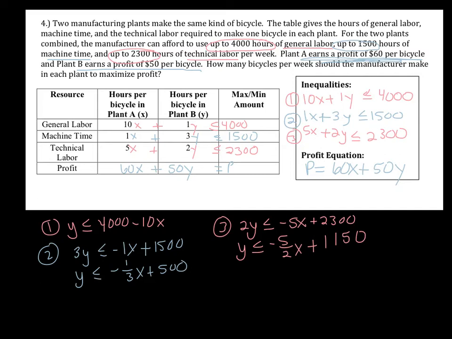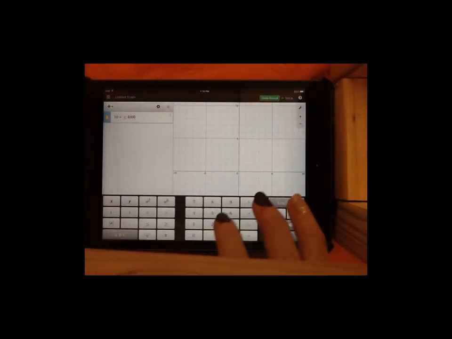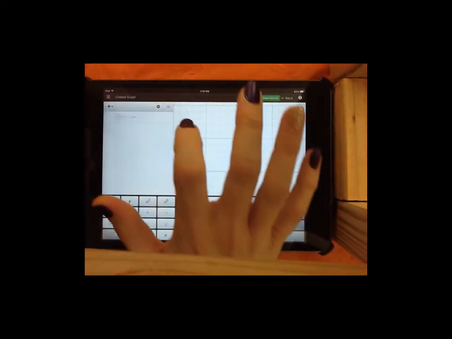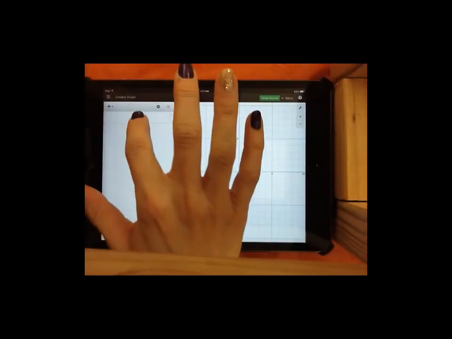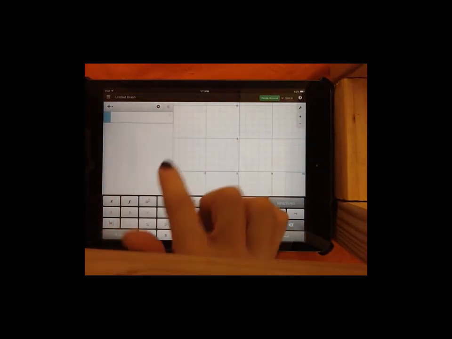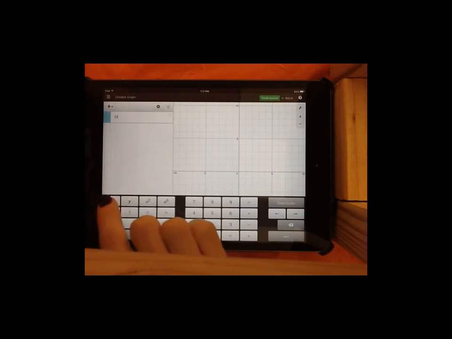Now, in order to graph these, let's take advantage of a great graphing program available on the web and on your iPad. Let's see how to do it in Desmos. Okay, so to graph, I'm using the Desmos app. So if you open up the app, and then you click here, you can enter your inequalities. You don't even have to solve for y. It can handle them in standard form.